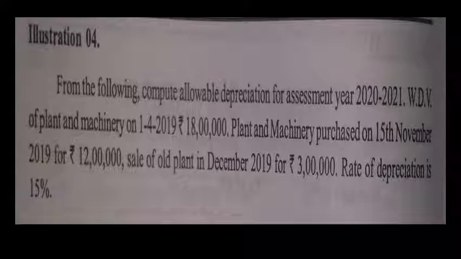So whenever there is a new plant purchased in the previous year, then additional depreciation is applicable, extra depreciation. Then sale of old plant in December 2019 for rupees 3 lakh. The rate of depreciation is 15%. Additional rate of depreciation is not given, so you should know that. Whenever there are new purchases under the category of plant and machinery, then you have to calculate additional depreciation. So only one asset, that is plant and machinery.